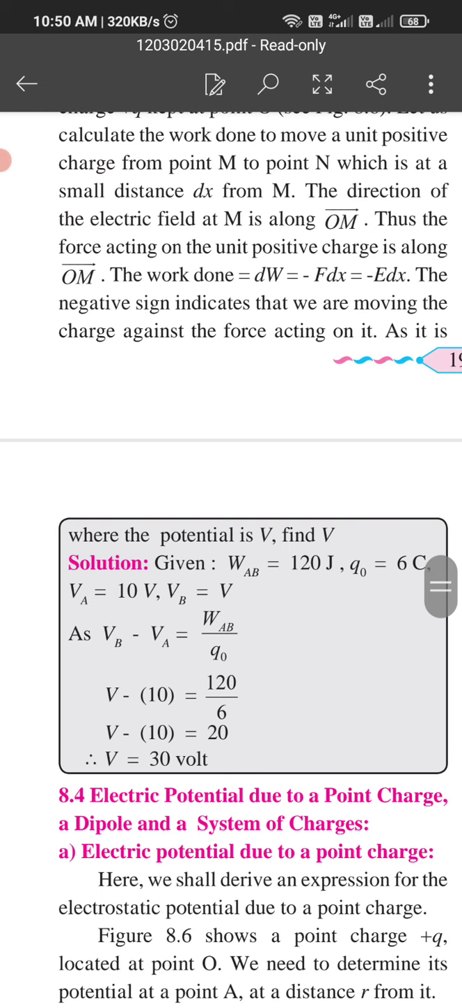So VB minus VA is equal to WAB upon Q naught. We have considered VB as V. Substitute the value of VA: V minus 10 is equal to 120 upon 6, that is 20. V minus 10 is equal to 20, therefore V is equal to 30 volts.